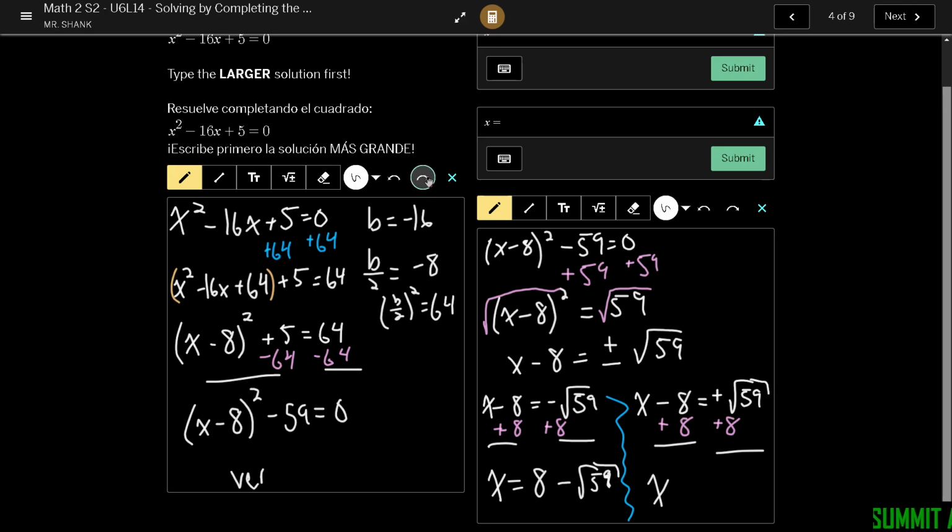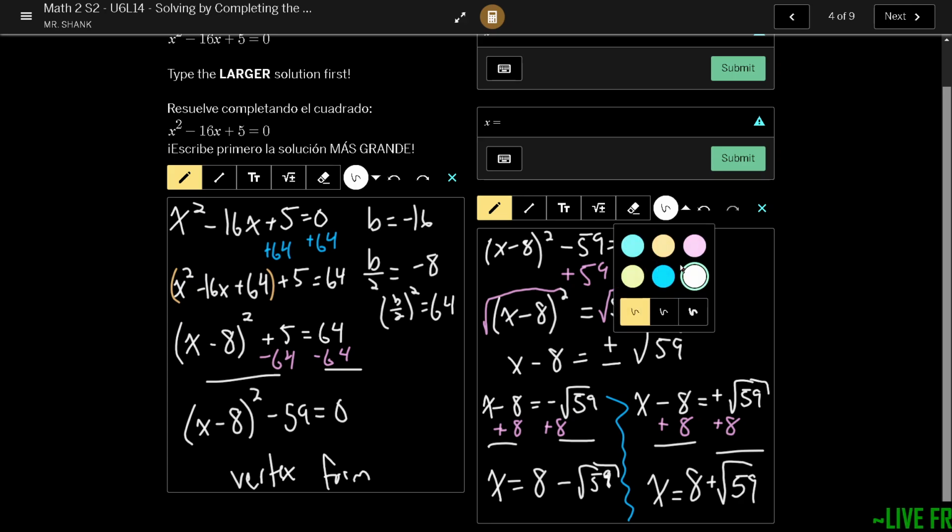Oh, it's undoing on this side too. Interesting. I was wondering what was going on. Okay, x equals 8 plus square root of 59. So there are two answers for this one.